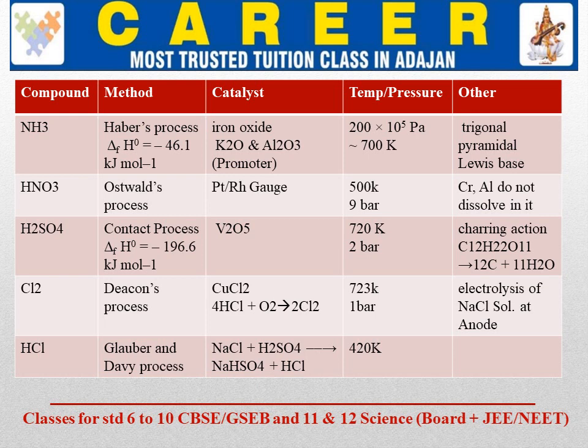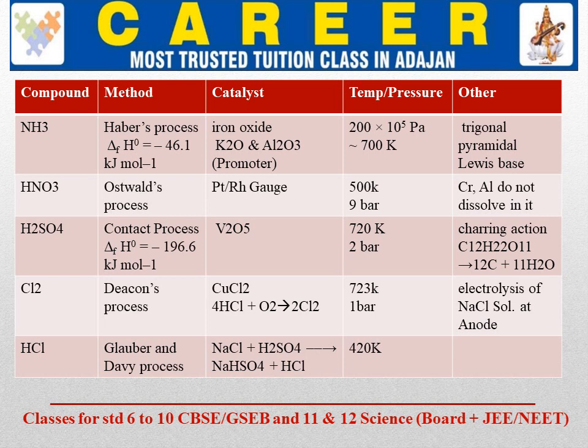The shape of ammonia is trigonal pyramidal and it acts as a Lewis base. Next, nitric acid can be produced by the Ostwald process. Here platinum and rhodium gauze is used as a catalyst. It takes place at 500 Kelvin temperature and 9 bar pressure. Chromium and aluminium do not dissolve in it due to formation of an oxide layer.